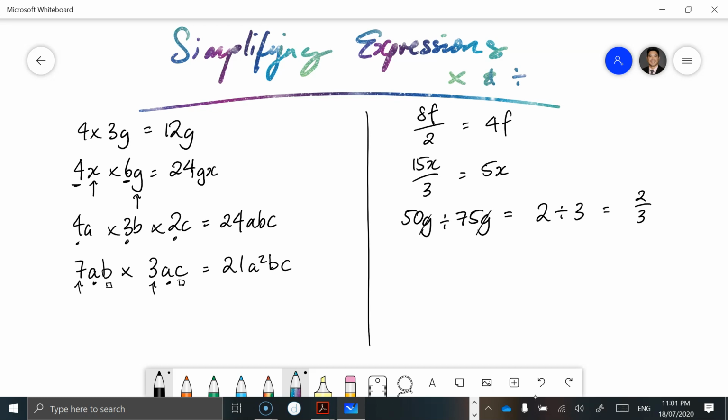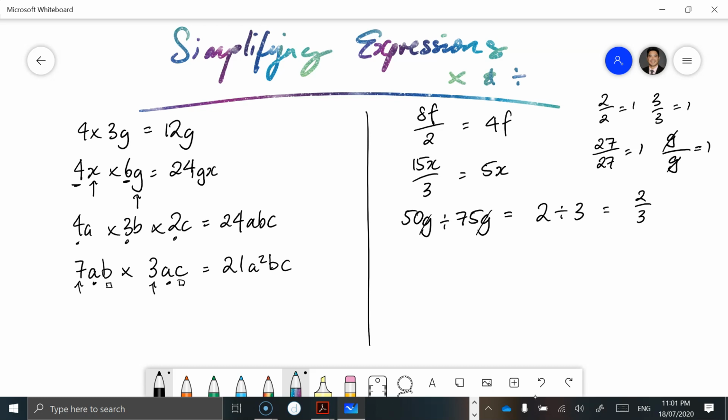So why do they cancel out? Well, if you think of what's 2 divided by 2, well, it's just 1. What's 3 divided by 3? Well, that's also 1. What's 27 divided by itself? Well, that's just 1. So g divided by g, that's also 1. They cancel each other out. Okay?